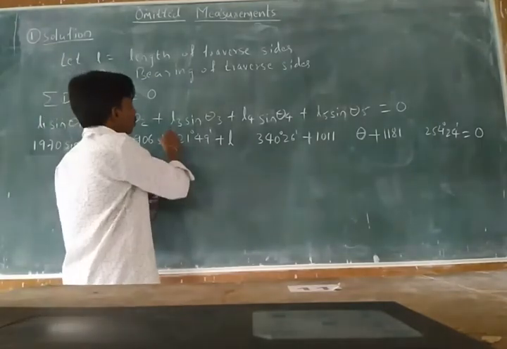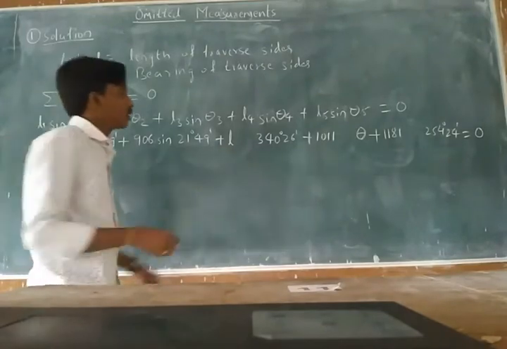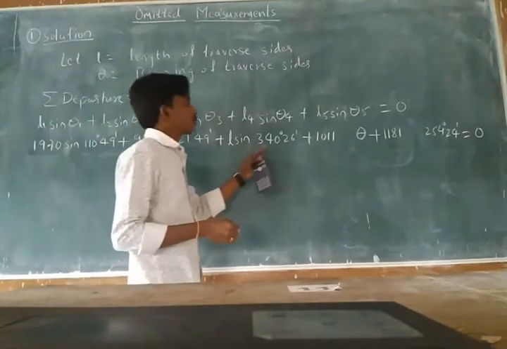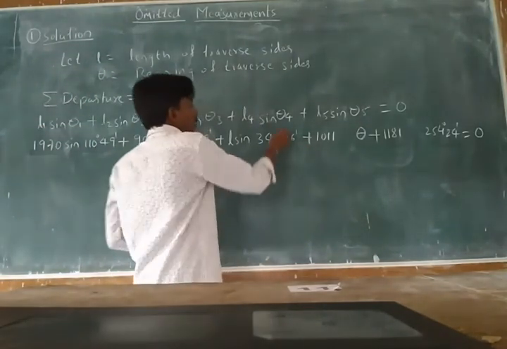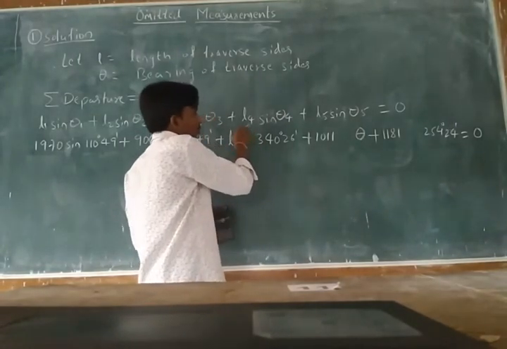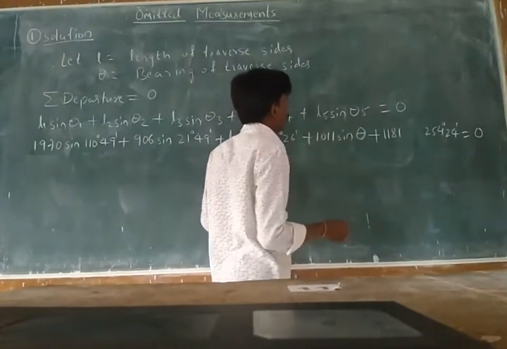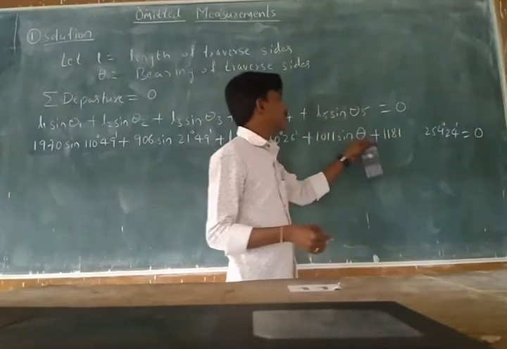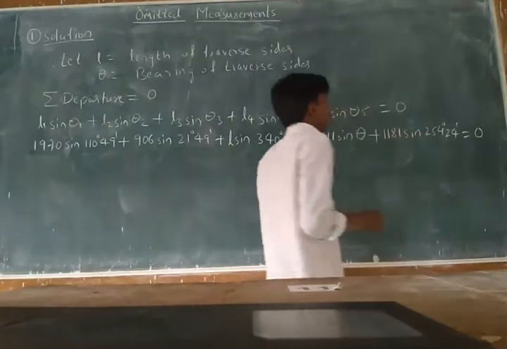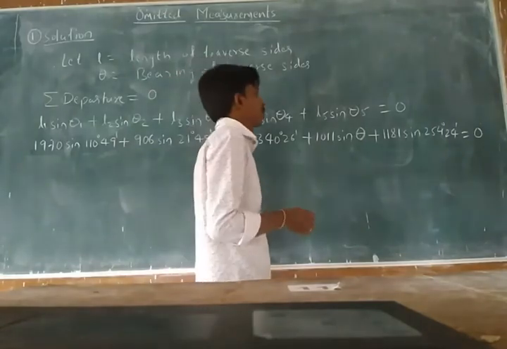And for the next, we don't know the length of the third line, that is L3. So just write L sin 340 degrees 26 minutes. Now let's move this side. We don't know the bearing of theta 4, so let's write the length. Length of the fourth line is 1011 and sin theta. Now the length of the fifth line is 1181, and we write it as 1181 sin 254 degrees 24 minutes. That must be equal to 0.